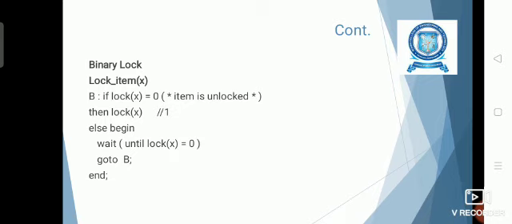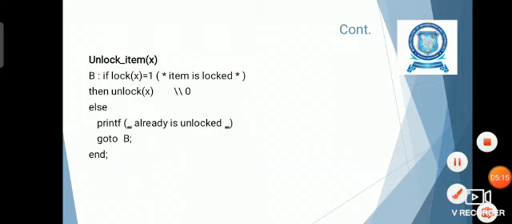Else, that is, if lock of X equal to 1 and the data item is previously in locked state, then the transaction has to wait until it becomes unlocked, until it becomes free. That is, until lock of X equal to 0, a transaction has to wait to put the lock on the data item so as to use it.